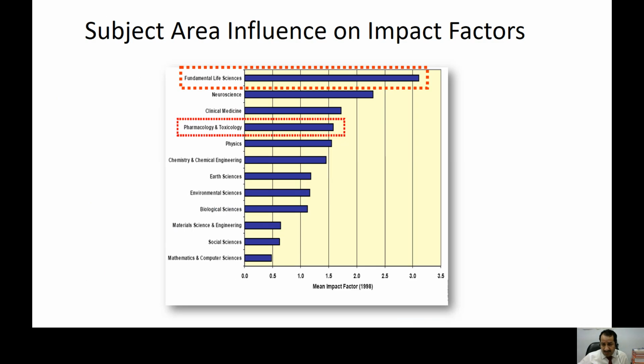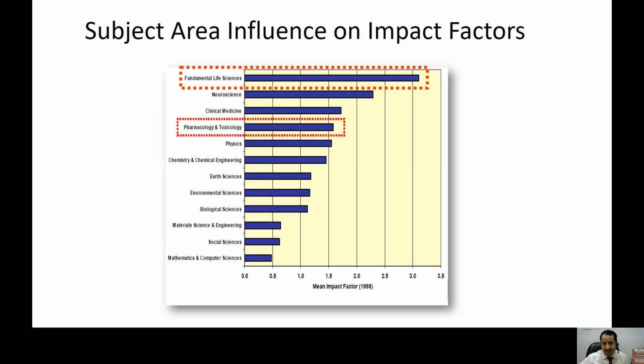This is all, let me say, bar chart, but I would like to highlight here the subject area influence on the impact factor. I mean, as much as the scientific community is interested in a field or category, you find that there is a high impact factor for this category. As an example, this is in 1998: you see that the highest impact factor was in fundamental life science. I mean, papers or articles published in this field are expected to be published in journals with the highest impact factor.